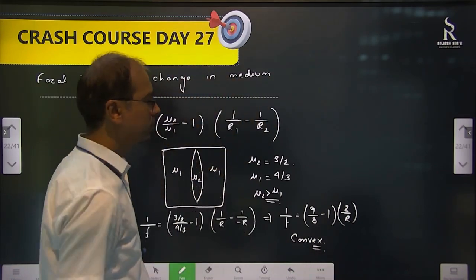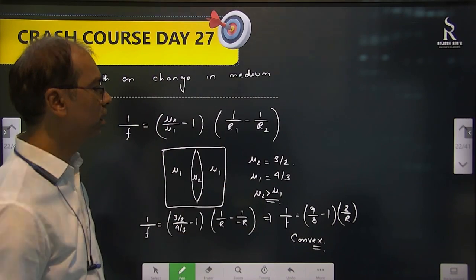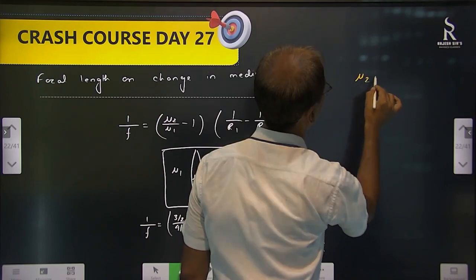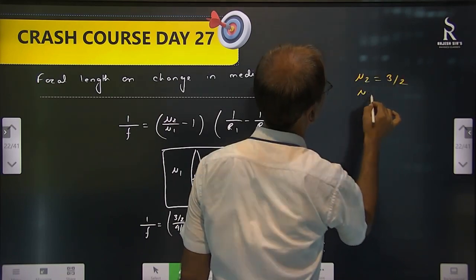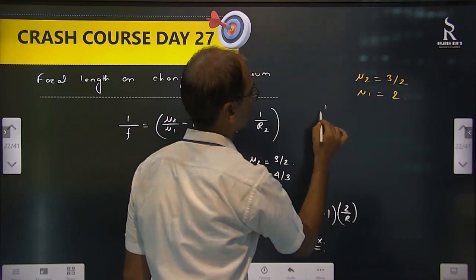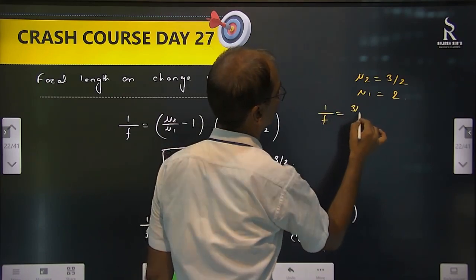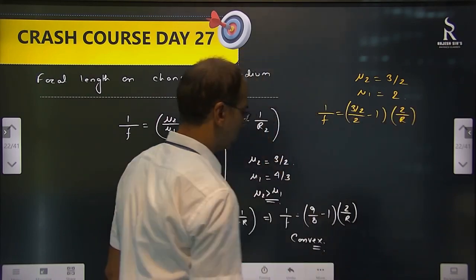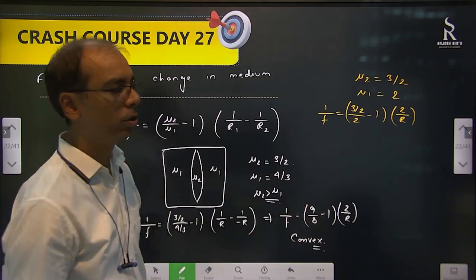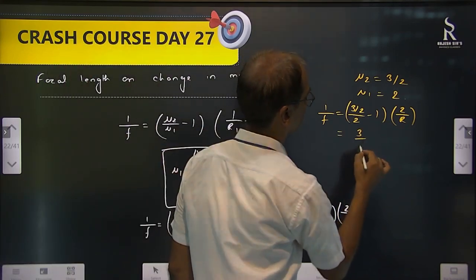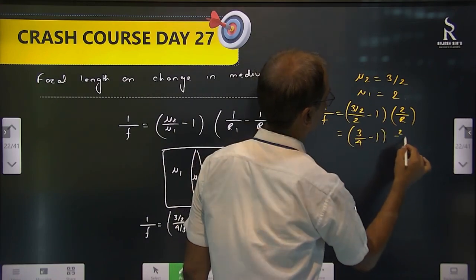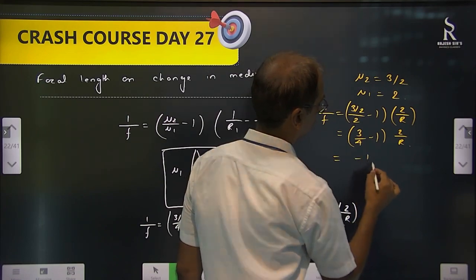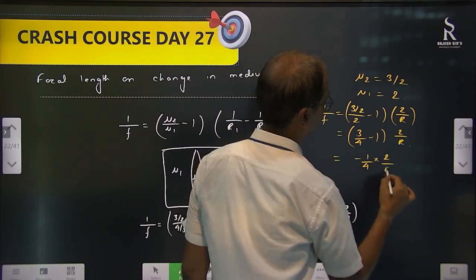But suppose I make mu1 bigger than mu2. Now suppose mu2 is 3 by 2, whereas mu1 is 2. Now what is the focal length? Just check. 3 by 2 by 2 minus 1, into 2 by r. This is 3 by 4 minus 1, into 2 by r. What's going to come? It's minus 1 by 4 into 2 by r. That means focal length has become negative.